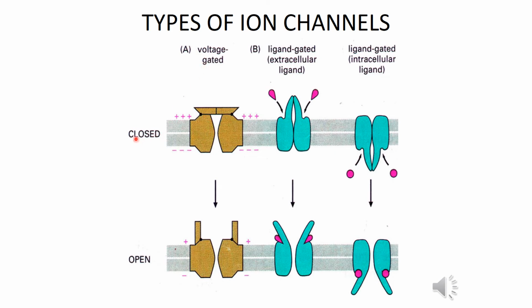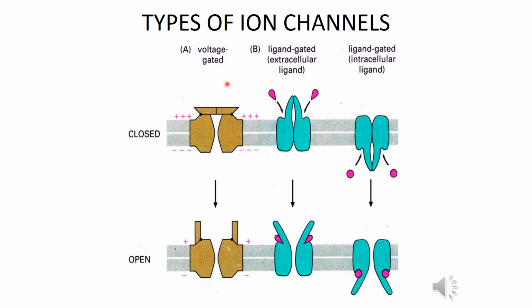Now let us see the types in the diagrammatic form. As you can see, the first one is the voltage gated channel. Here there is voltage across the membrane, and as soon as there is change in the voltage across the membrane, the gate opens and allows the ion to pass. The second type is the ligand gated. These are again of two types, that is, extracellular ligand and intracellular ligand.